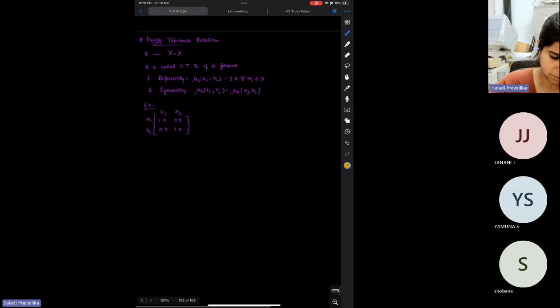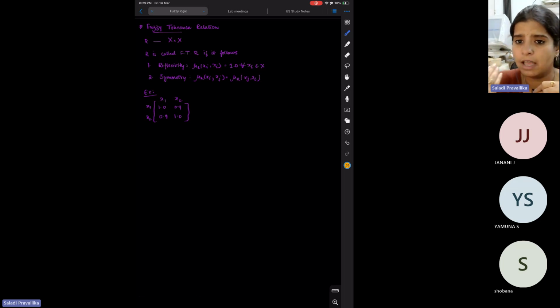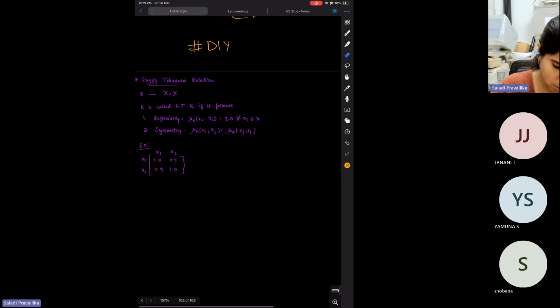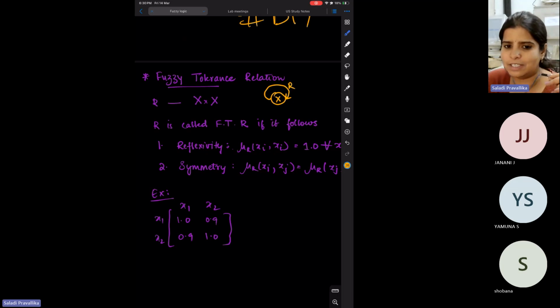Good. So we have so far covered max composition and max product composition. Now we are going to look at fuzzy tolerance relation. This fuzzy tolerance relation is a relation on its own space. If we have X, we again take X, and find the relation on the same thing. So it's like a self relation. What is the relation between X and X?